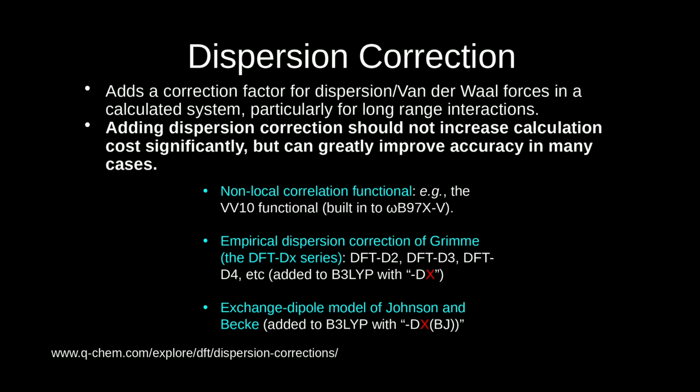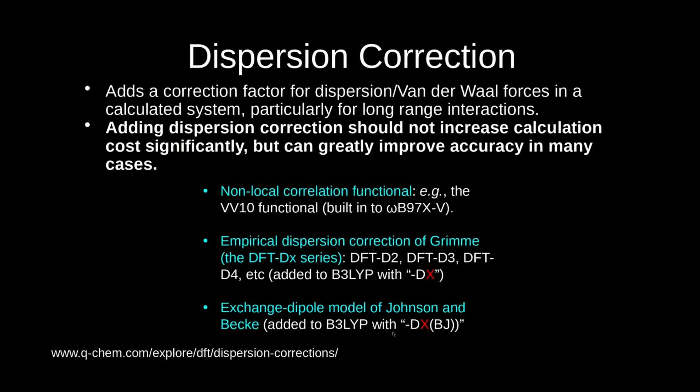There are a few types of dispersion corrections: non-local correlation functionals, such as the VV10 functional, and these are built into the omega B97 series of functionals, such as omega B97X-V. There's also the empirical dispersion correction developed by Grimme, which is DFT-D2, D3, D4, and then you can add an exchange dipole model to these Grimme dispersion corrections, such as Becke-Johnson damping.